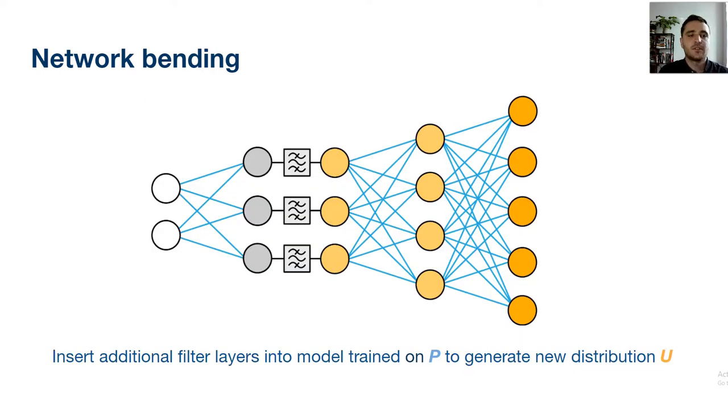So the next technique we're going to be discussing is network bending. Here we're not making any changes to the parameters of the model. We're simply inserting extra layers into a pre-trained model that apply deterministic filters. And by doing this, we are changing the internal representations and therefore changing the output distribution.